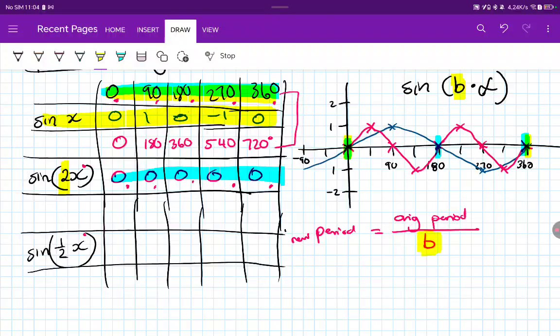In other words, sine and cos is 360 degrees. We divide it by whatever it may be. Right now it's divided by 2. Our new period is going to be 180 degrees. That is one full cycle.